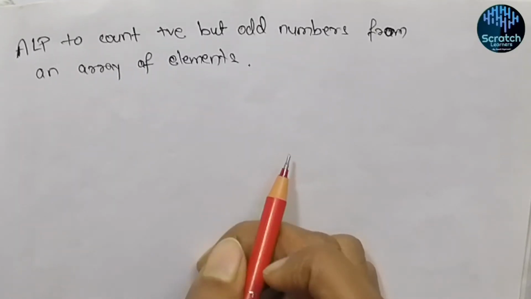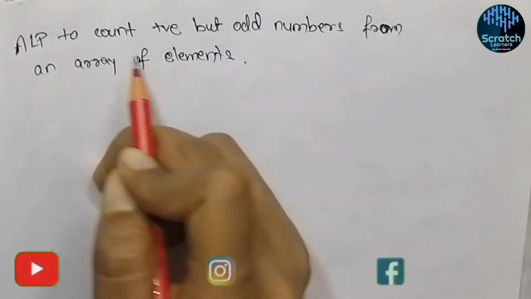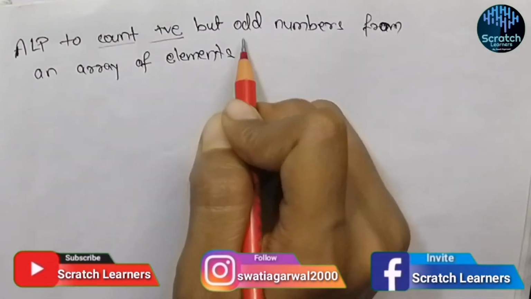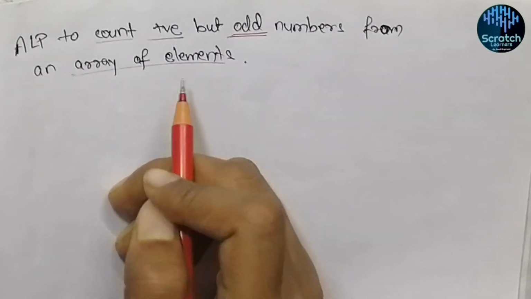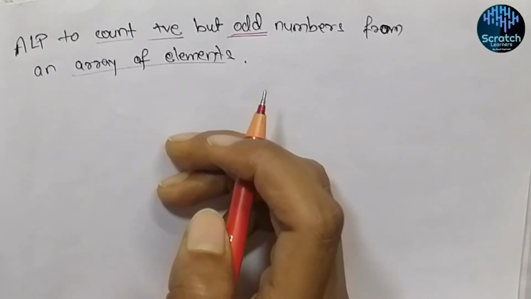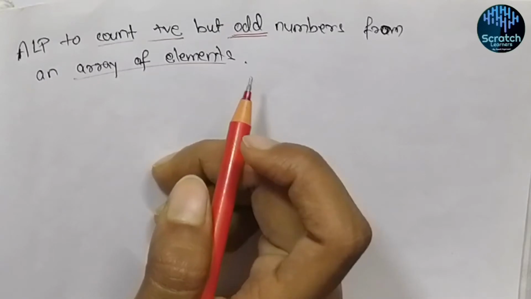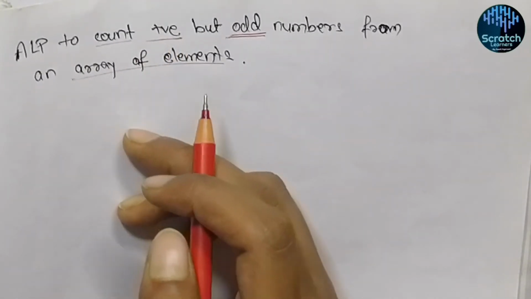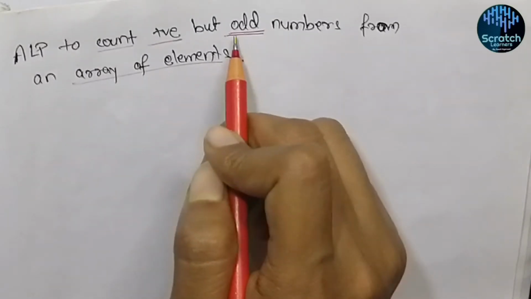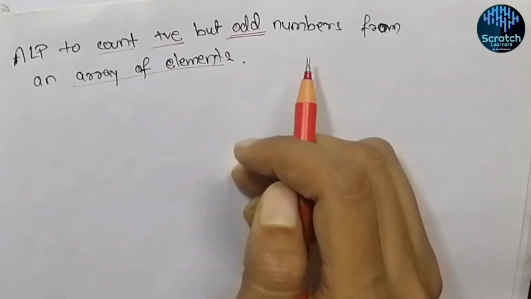Today we will see the assembly language program to count the positive but odd numbers from an array of elements. We will perform this program in the 8085 microprocessor. I hope you all know how to count positive or negative numbers in an array, and how to count odd or even numbers from an array.